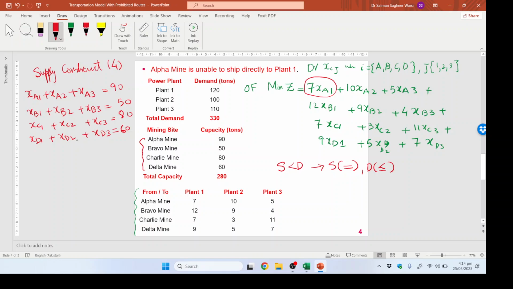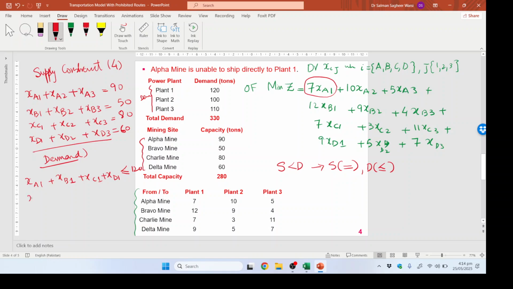Now let's see how the demand constraints can be formulated. Demand constraints will be formulated for these three plants. So these are for demand. Plant 1 can have coal from Alpha, it can have coal from Bravo, it can also have coal from Charlie and from Delta. And because the demand is more than supply, it cannot be fulfilled, so we will write it is less than or equal to 120.